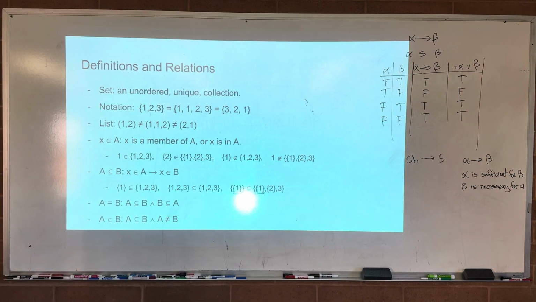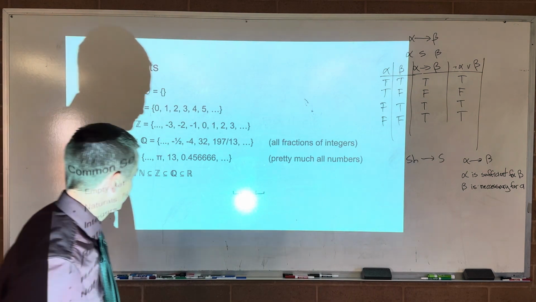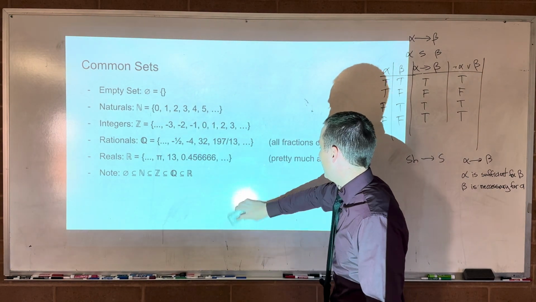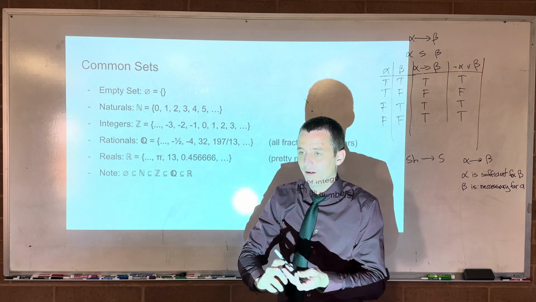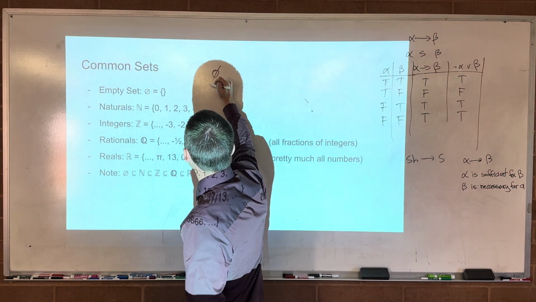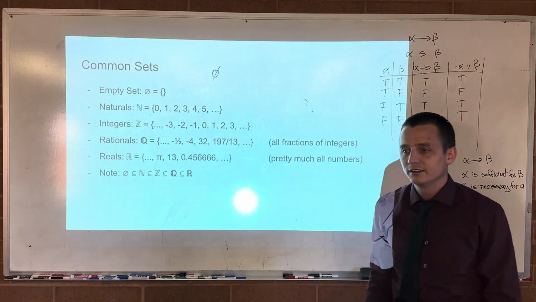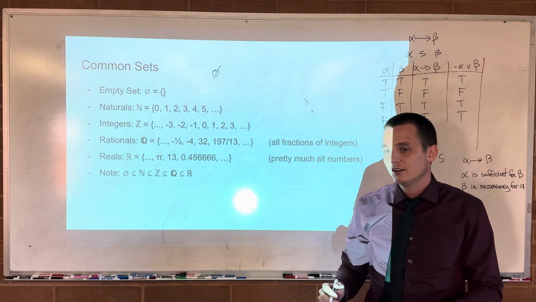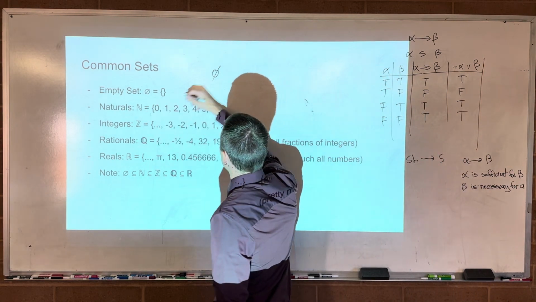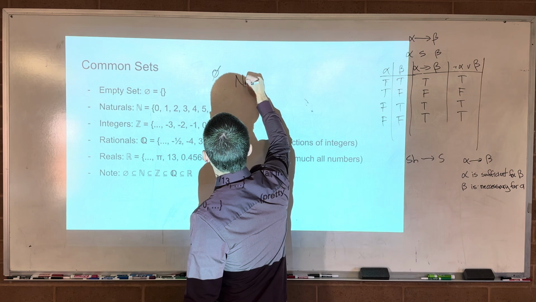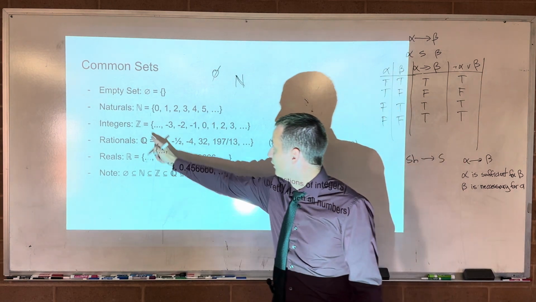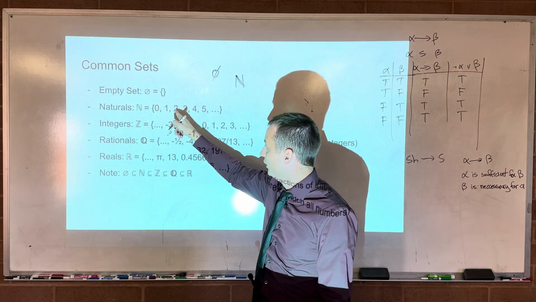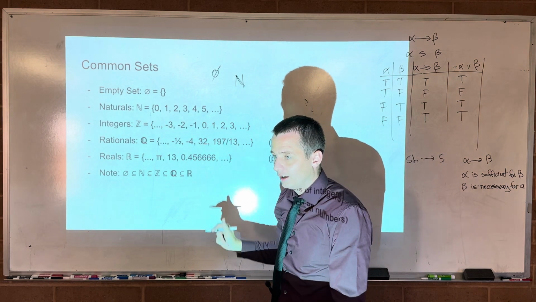Okay. Common sets. We're going to use these symbols a lot, so you've got to get used to them. First one is the empty set. It's just a circle with a line through it. That's a set containing nothing. Nothing's in the set, it's the empty set. Then we have this N here. The way I draw it is an N with an extra line like that. That's the natural numbers. That's short for the set containing 0, 1, 2, 3, 4, 5, and so on. All the naturals.